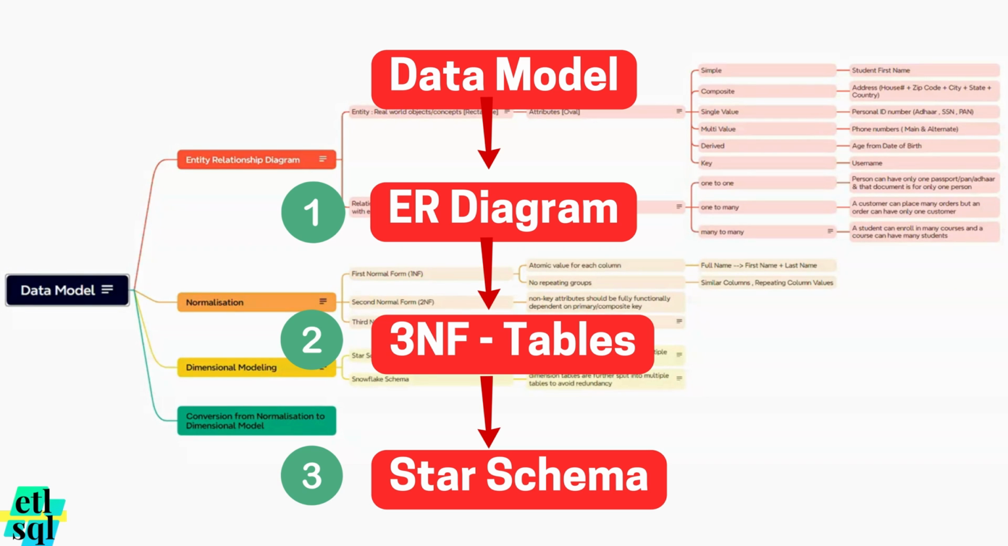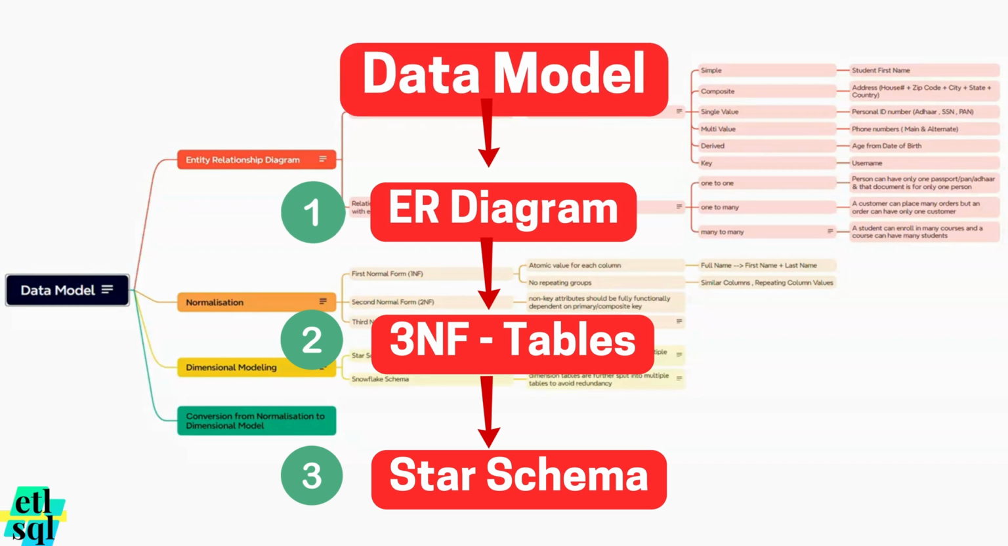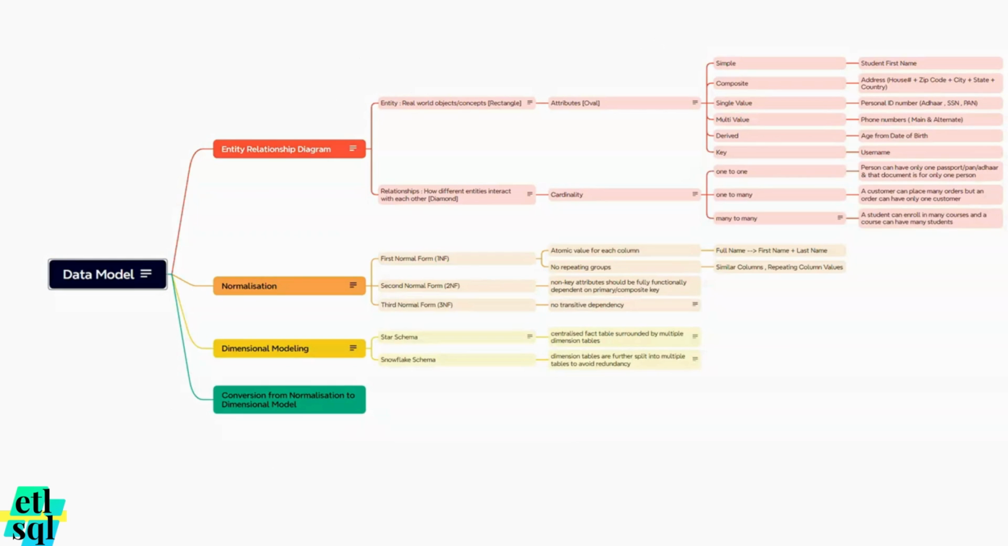We'll start by crafting an entity relationship diagram, showing you how to create a data structure that makes sense for you. Then we'll take it up a notch, converting our ERD diagram into a third normal form. Finally, we'll transform that into a Star Schema. Ready to become a data modeling master? Let's get started. So what is a data model?